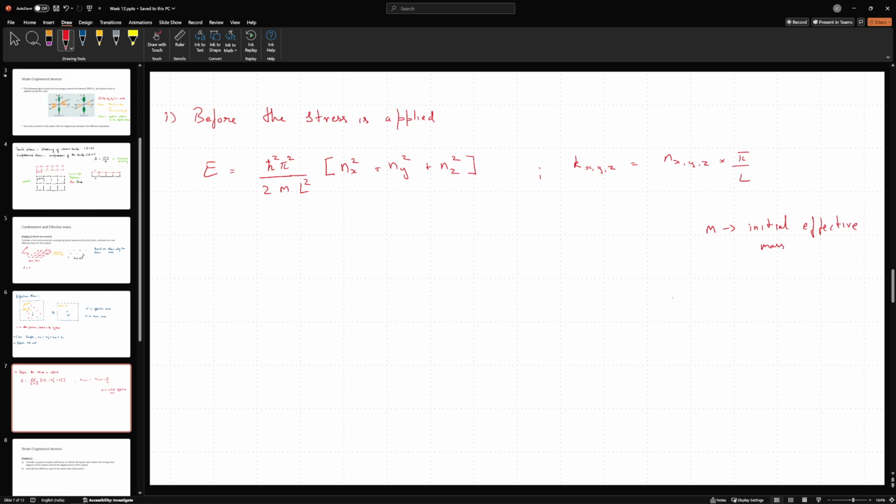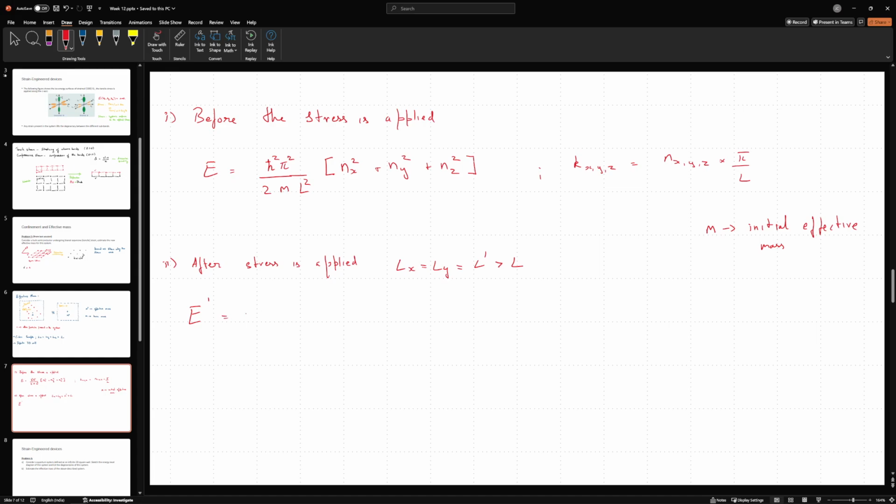All right. So now after the strain, so after the stress applied, we know that Lx comma Ly, and let me assume that the strain is symmetric along the x and the y axis, is equal to L prime, which is greater than L. So now what happens to the energy? Now the energy expression becomes this.